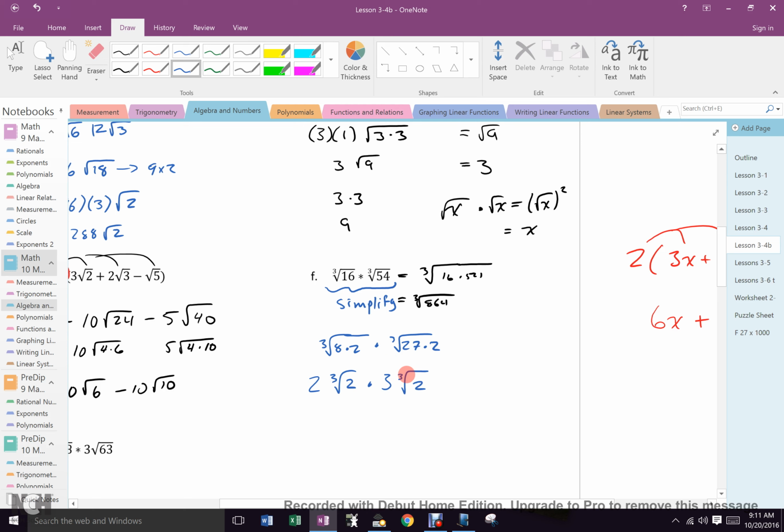Cube root, what did I leave under there? 2. Do I have the same index? So what's 2 times 3? 6. Cube root, what's 2 times 2? 4. And I'm done.